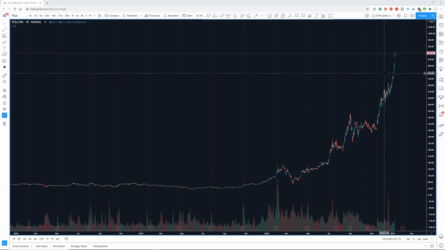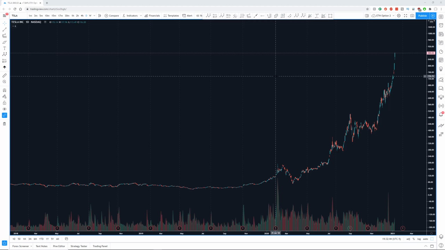So in today's video, let's look into that thought and see how much higher we actually think Tesla's going to go. We're going to use some technical analysis tools and techniques to make a prediction on the highest price we think we'll see on Tesla. So let's go ahead and just dive right into the chart.